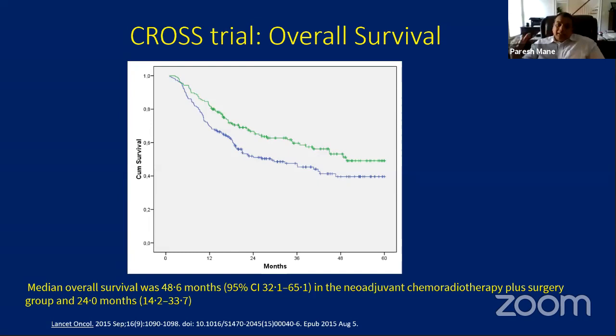And with that, if you look at these curves over here, the green one is the one that got preoperative chemotherapy radiation followed by surgery, versus the blue one is the one that's surgery alone. The overall median survival of patients who got neoadjuvant therapy was about 48 months versus the other, which was 24 months. That's amazing, because now suddenly we have a median survival of 4 years by giving preoperative chemotherapy and radiation prior to surgery.